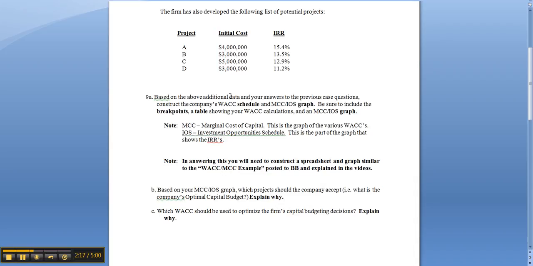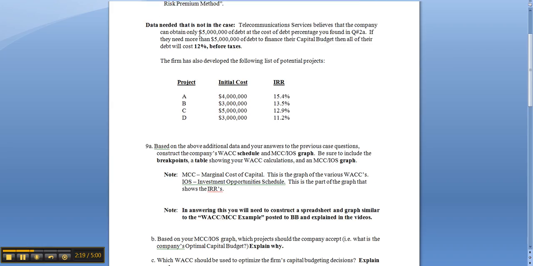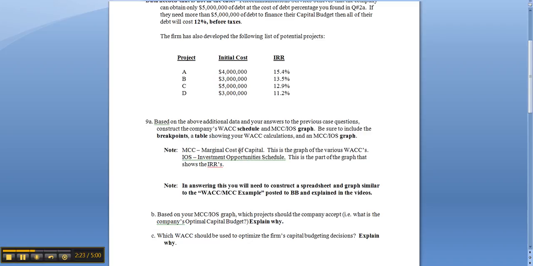It's just based on all the above additional data here and the IRRs and all the answers to your previous questions. You find the component cost of capital, construct the company's WAC schedule. That's just that spreadsheet schedule. Like in the in-class example, we had 3 different levels of WAC and their MCC IOS graph.